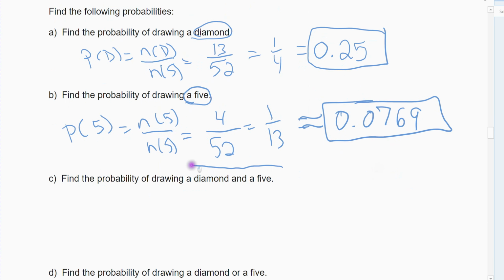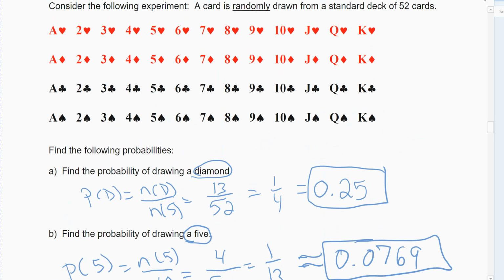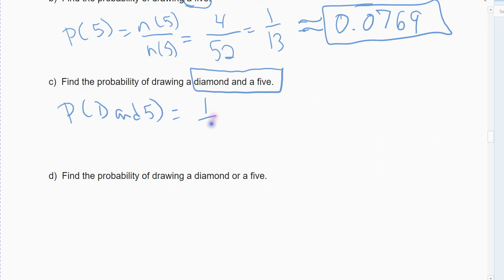Well, what's the probability I get both of those events, right? So I'm combining them. I want the probability I get a diamond and a 5. So basically, I'm looking for the card that is a diamond and a 5 at the same time. Well, there's only one of those, right? That's it. There's only one possibility out of 52 that I'll get a diamond that's a 5. So 1 out of 52, which again, the decimal approximation, 0.192. A very small probability, right, around 2% chance.